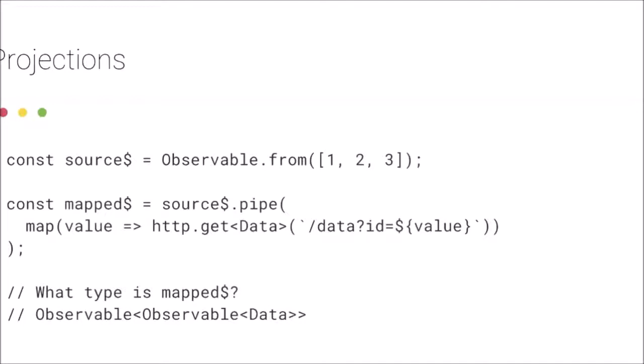The problem is that map doesn't actually understand that the value you're transforming it to is an observable. So you end up with this thing that's an observable of data, right? And you see that in your IDE and you think, oh God, what happened? But this is actually somewhat common in Rx. We call this a higher order observable. And if you think about it, it makes sense.